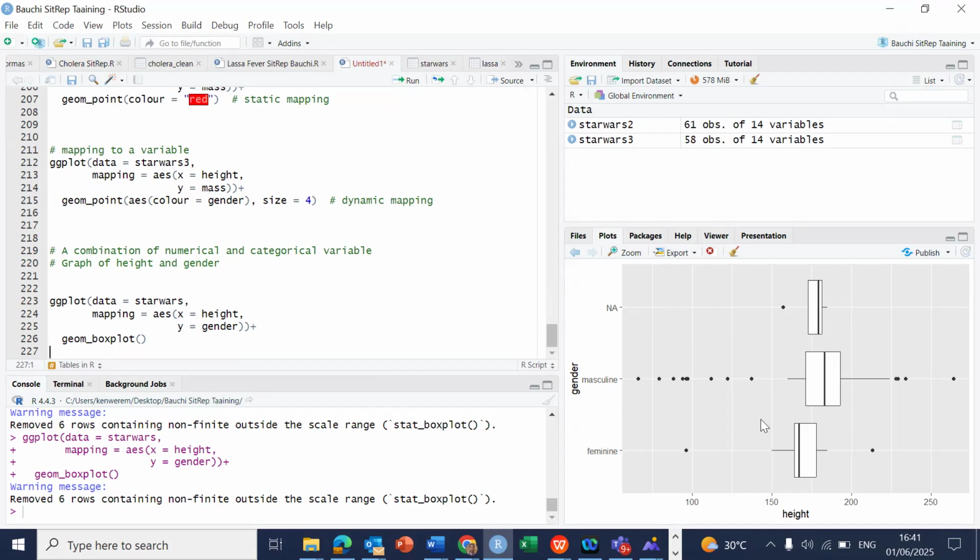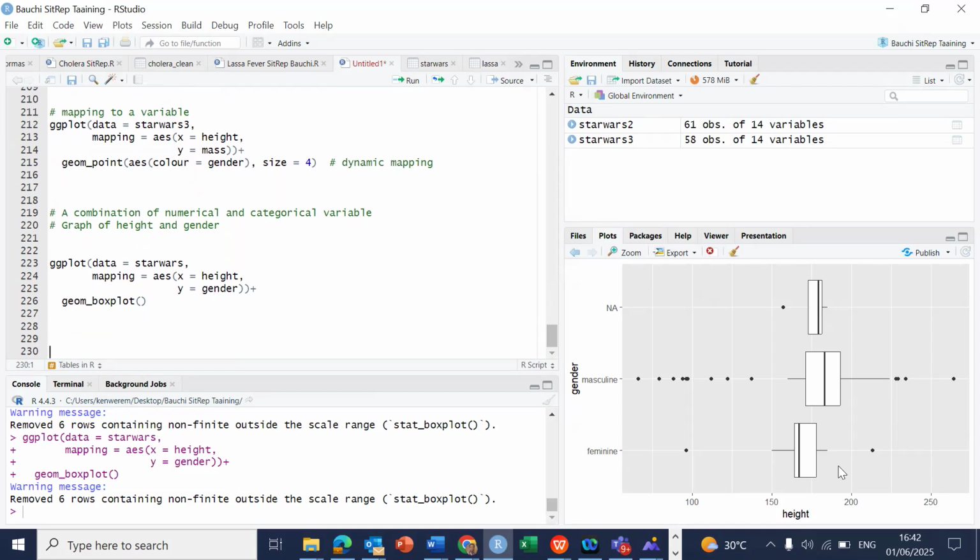So this is what I mean by when you have a numerical and a categorical variable, you draw the graph of the numerical and then disaggregate it by the categorical. Does that make sense? It does.